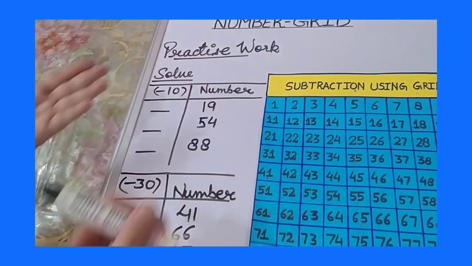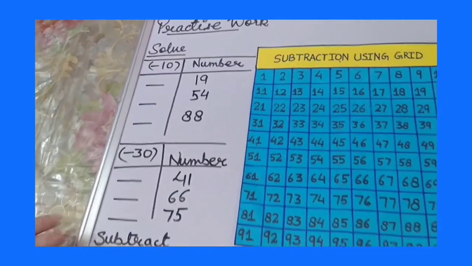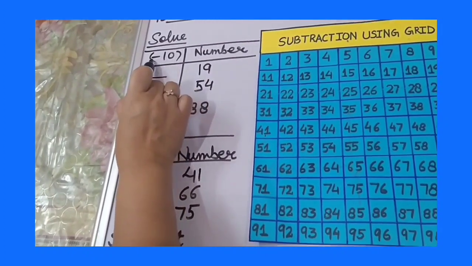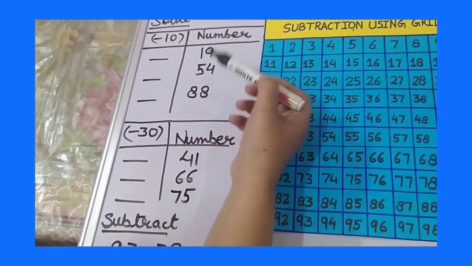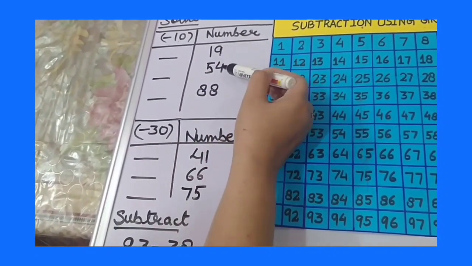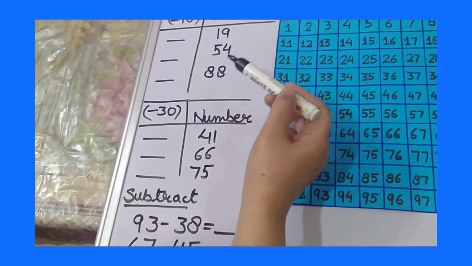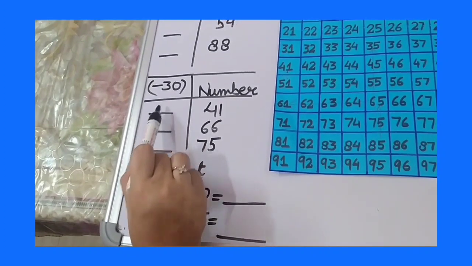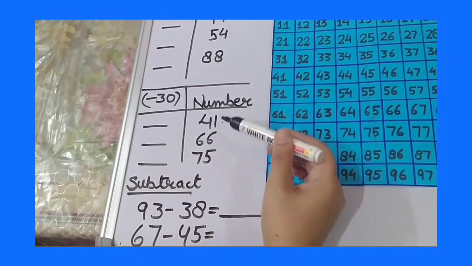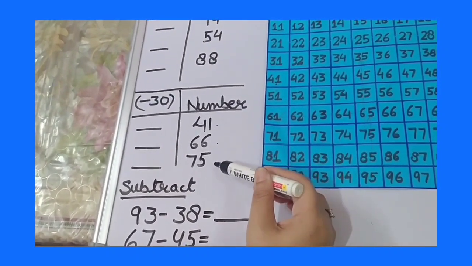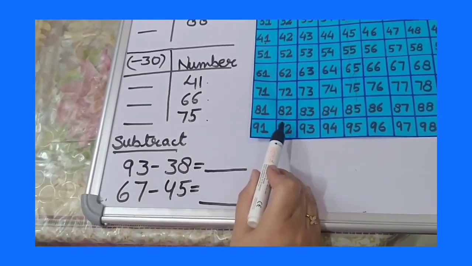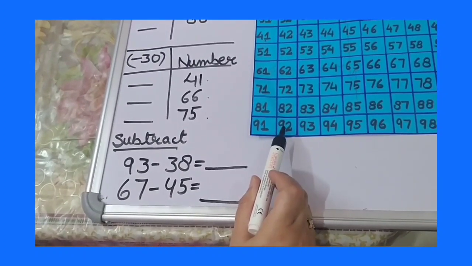Now children, these are a few questions for your practice work. First question, you have to subtract 10. So I have written minus 10 and these are the numbers: 19, 54 and 88. In the next question, you have to subtract 30 from these numbers: 30 less than 41, 30 less than 66 and 30 less than 75. And then you will subtract these numbers with the help of the number grid. I am sure you will practice well.